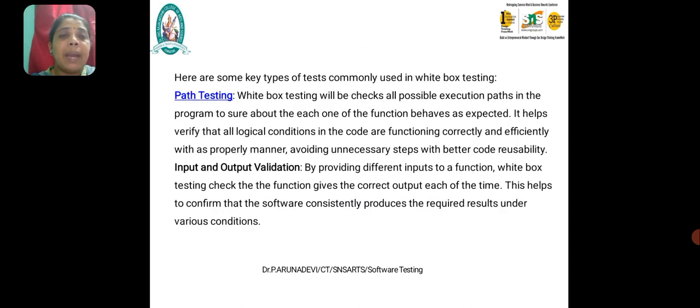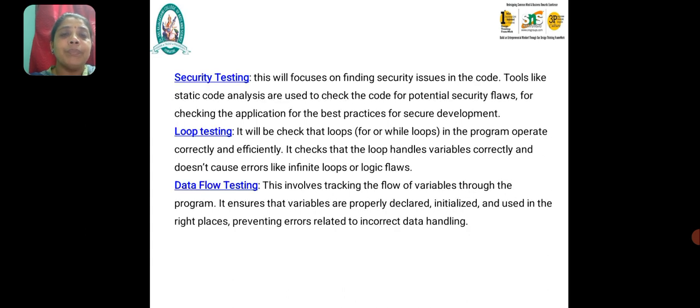Next, path testing in white box testing shows the behavior of the given process, how the data can be transferred from one process to another, and how the logical conditions are followed to get better code reusability. Input and output validation techniques are also used to correct input as well as output errors. It helps to confirm that the software consistently produces the required result under various conditions. Then security testing, looping testing, and data flow testing all come under white box testing.